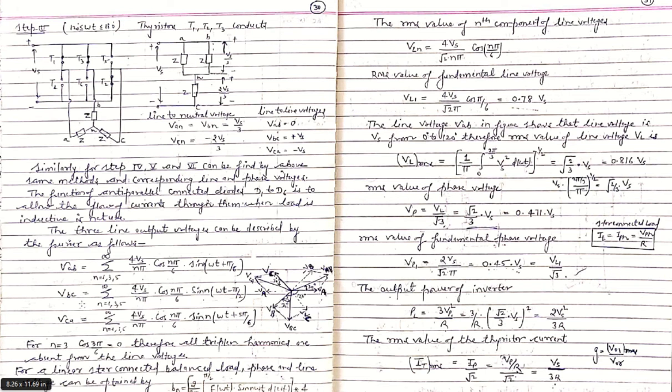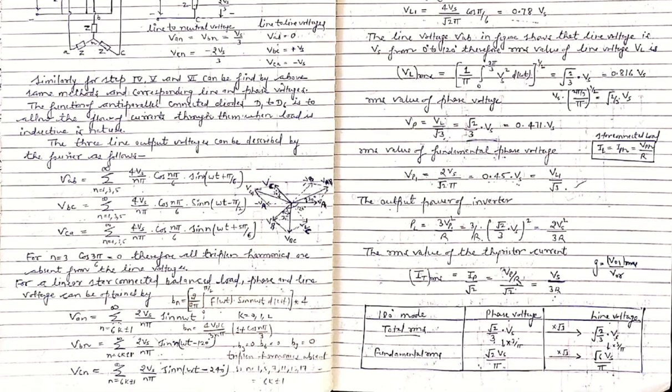Now we will obtain VBC. In a similar manner, VBC is 120 degree lagging to VAB, because the line voltages are again displaced by 120 degree to each other. So if we write VAB, then VBC can be easily written by subtracting 120 degree from the above expression, that is 30 minus 120, which is minus 90 degree. For VCA it will be plus 5 pi by 6. So add 240 degree, or subtract minus 240 degree, from the VAB expression, and it will be plus 5 pi by 6.